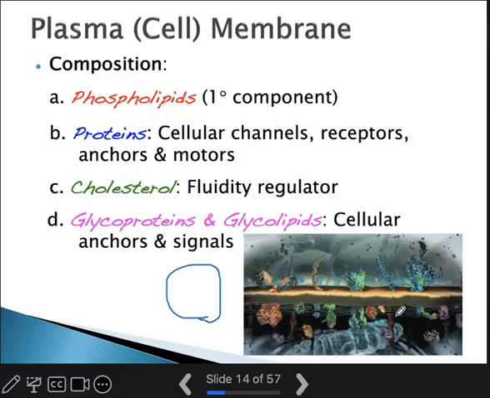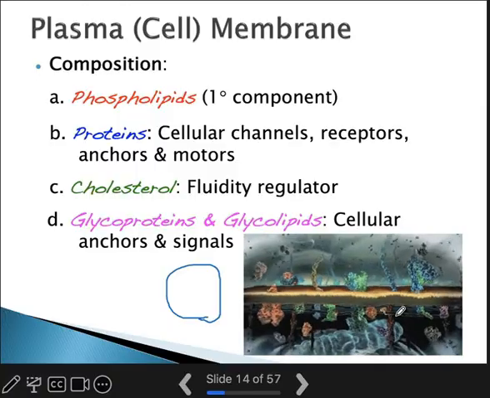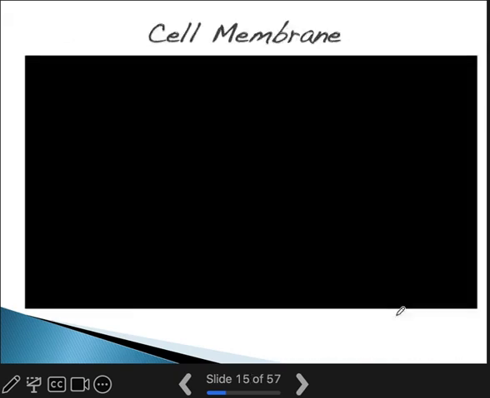So what we're going to do is look at a quick video exploring what we refer to as this mosaic of structures within the phospholipid bilayer, and then start looking at things like membrane transport.